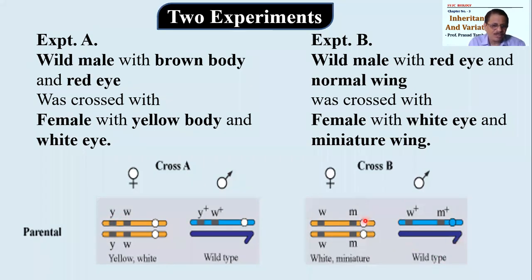इस एक्सपेरिमेंट में क्या किया? He took W means white eyes and crossed them with that of miniature wing, and here he took male with red eyes and normal wings. दोनों एक्सपेरिमेंट्स को हम लोग साइमल्टेनियसली करते जाएंगे. Now these individuals, they will be undergoing a process of gamete formation.